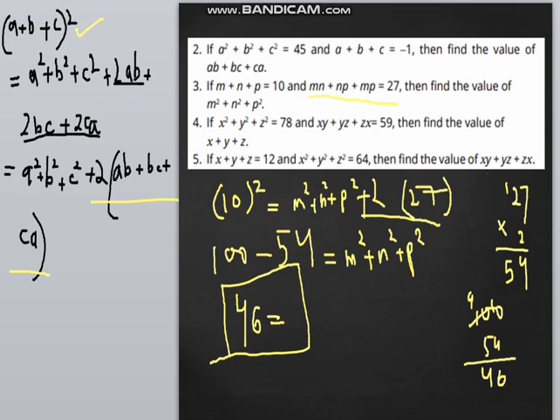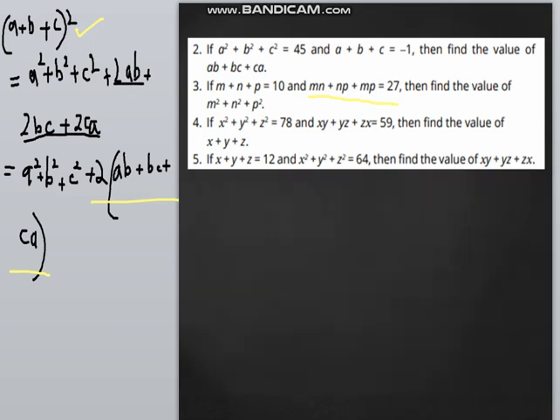Okay, moving on to the next question. x squared plus y squared plus z squared equals 78, and xy plus yz plus zx is 59. Then we have to find the value of x plus y plus z. Let's do it.